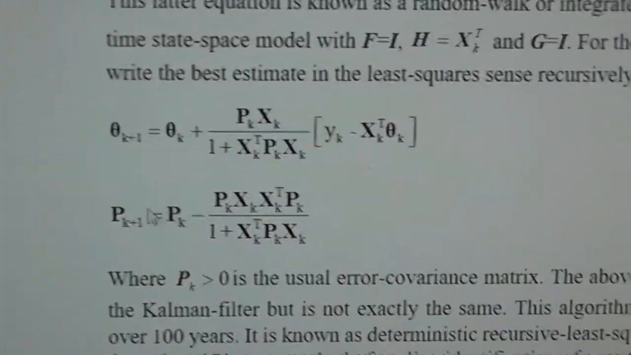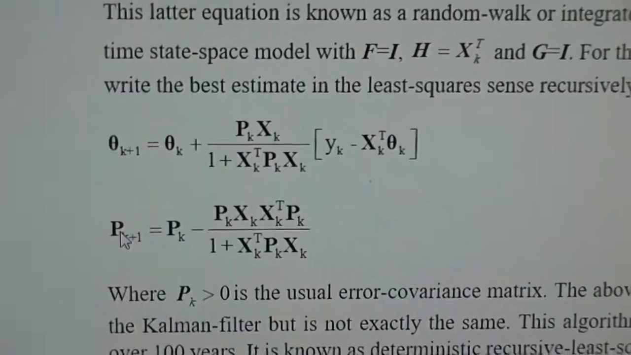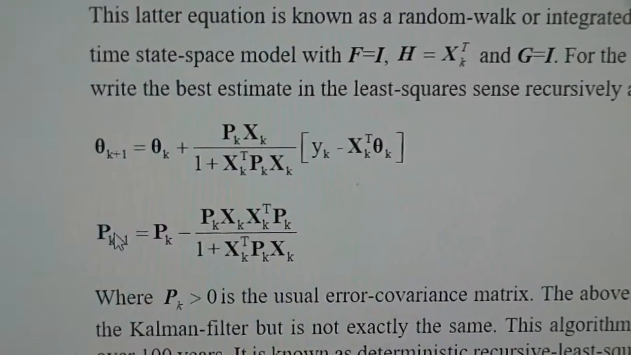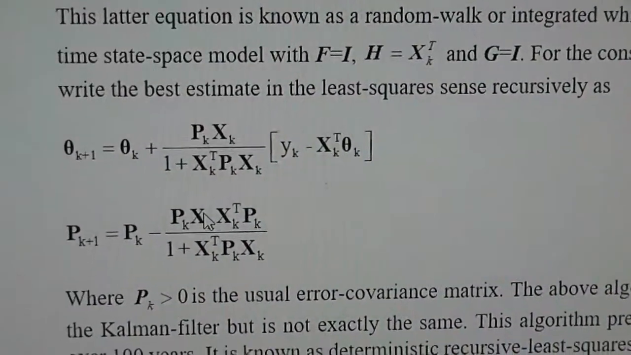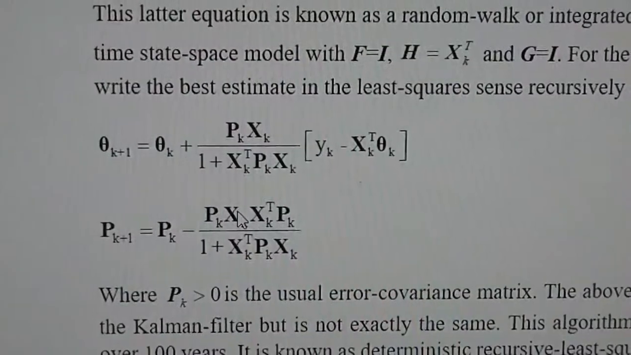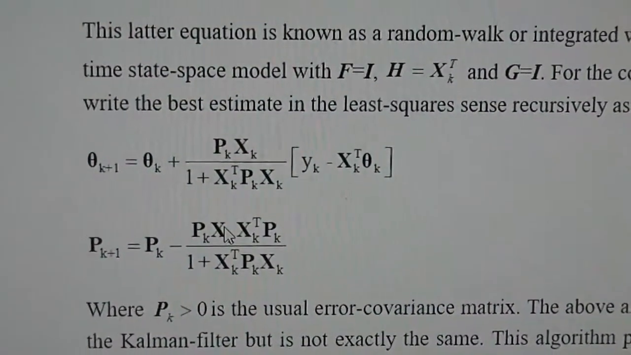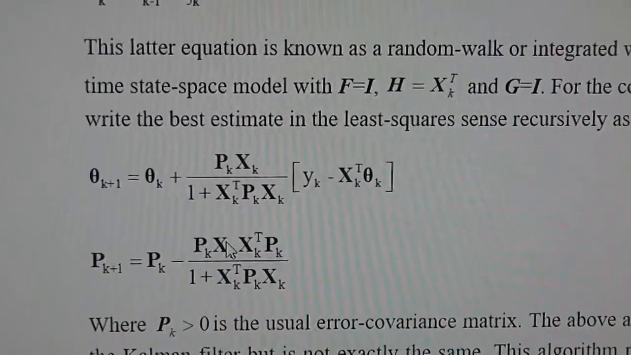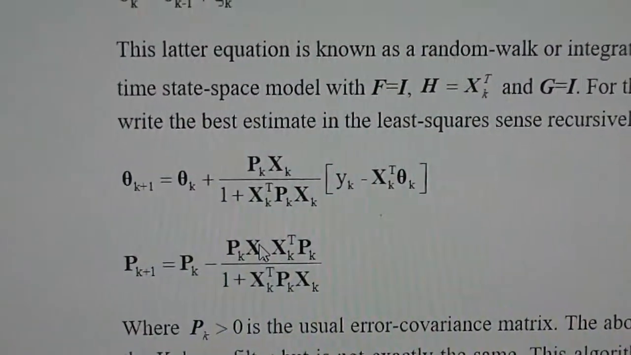That's another matter. Then we update this P, which is called the error covariance matrix, exactly the same as in the Kalman filter. The only difference is we don't know what any noise variances are. We assume that everything is deterministic. There's no noise around, so it's called deterministic least squares. If you had the noisy version, it would have to be the Kalman filter, and you can do that with a Kalman filter as well.